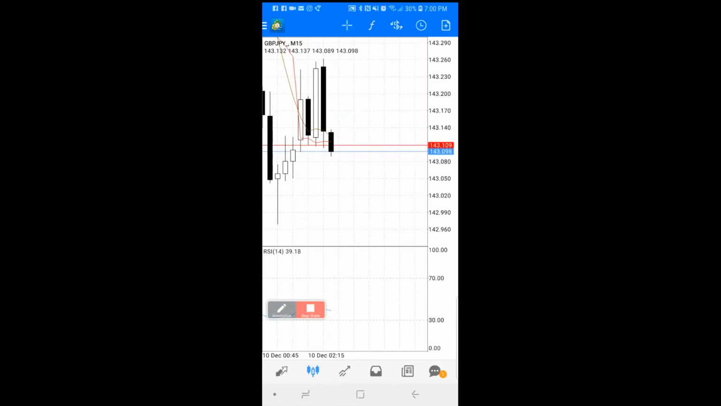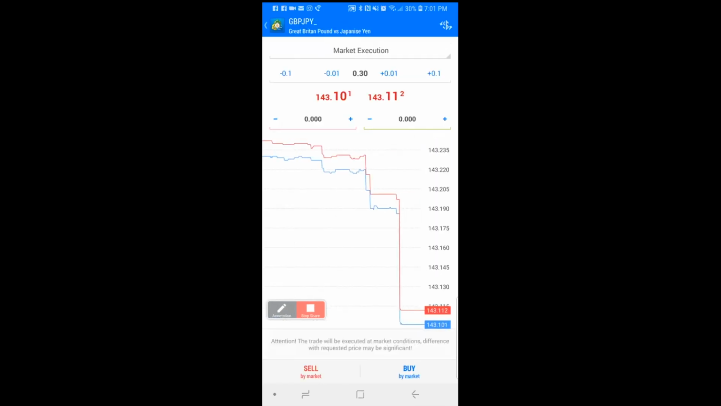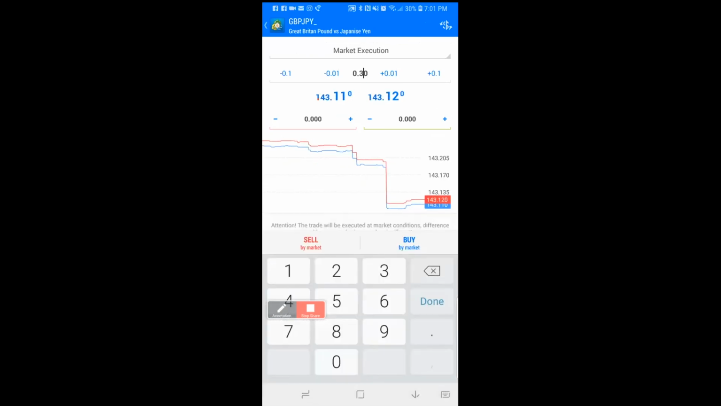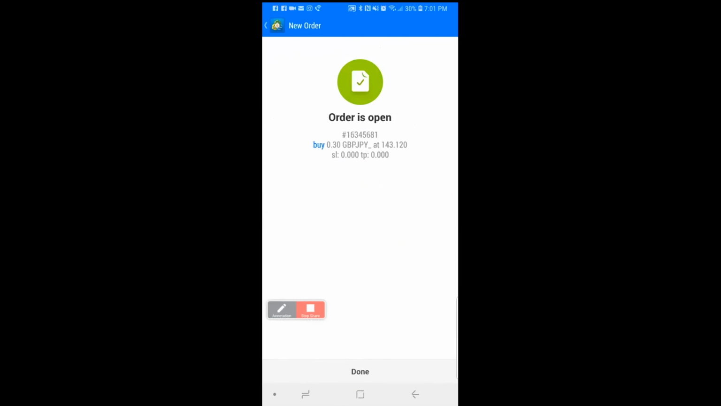So let's go ahead with stop loss and profit. Let's just say I went into this trade, and let's say I use 30 cents. I went in as a buy.